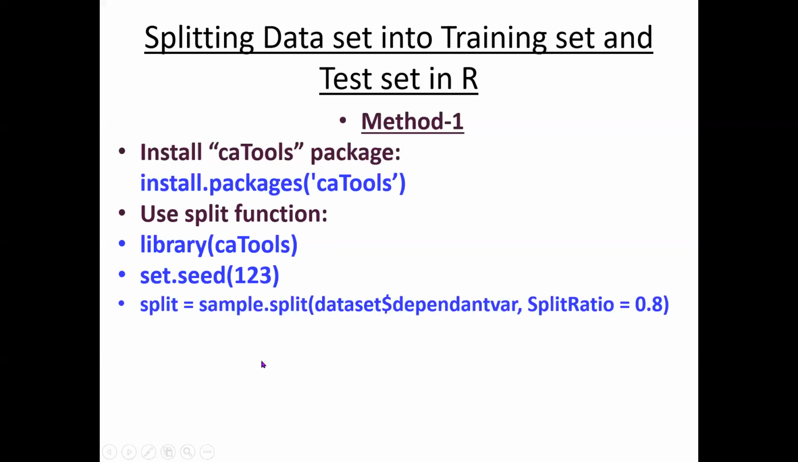And here we are using the split function in the caTools package. Here you need to give the data set, which is nothing but the object where we loaded our data set. I will show you. And this is the dependent variable name. And here you specify the split ratio. If it is 0.8, it means 80% is training data and 20% is testing data.